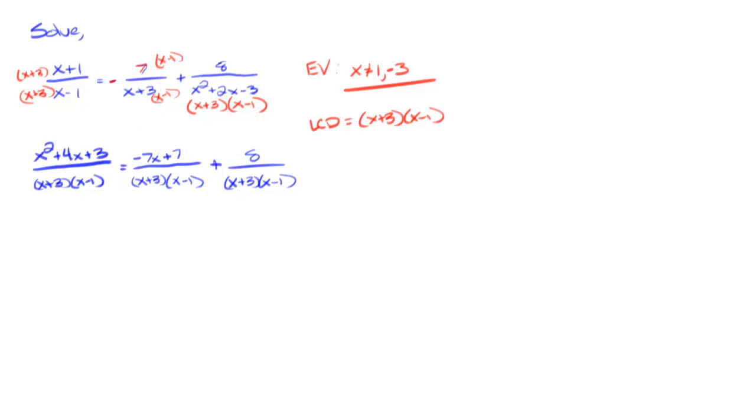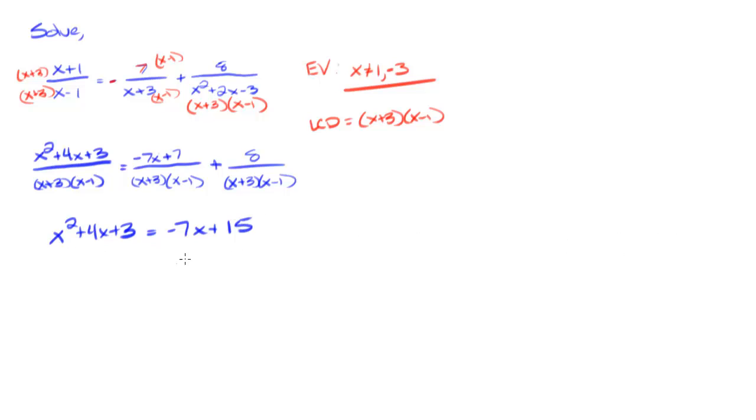All right, now that I have all the same denominators, I can rewrite this equation without the denominators, which makes this a lot easier. So I get x squared plus 4x plus 3 equals negative 7x plus 7 plus 8. This is a quadratic equation. I'm going to solve it by setting it equal to 0, factoring, and setting each of those factors equal to 0. First I'm going to combine these two terms to make 15, just to make things easy. 7 plus 8 is 15.